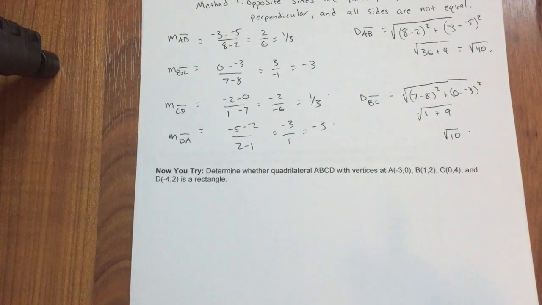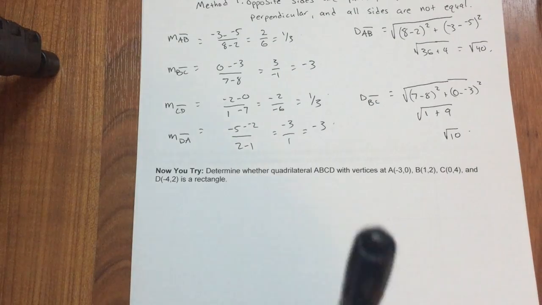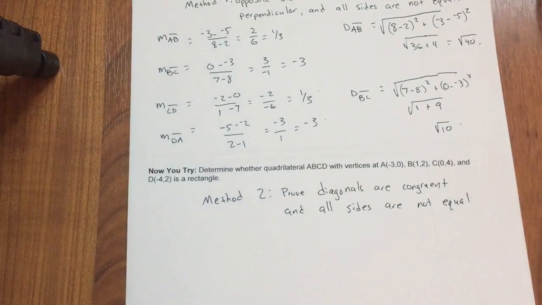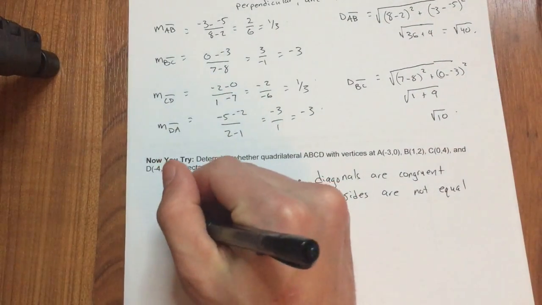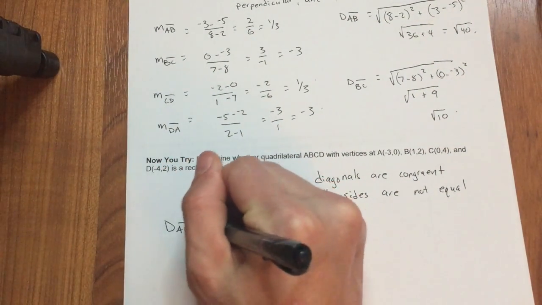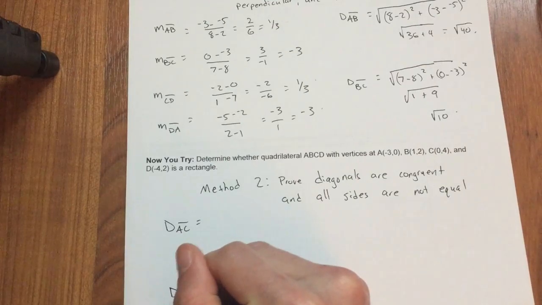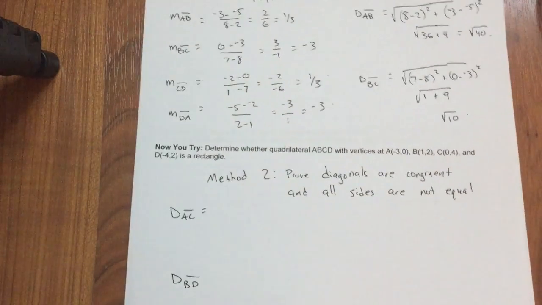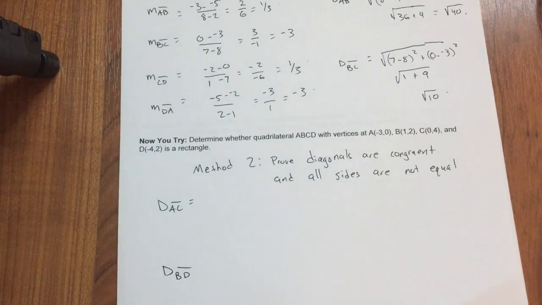The second method to determine whether a quadrilateral is a rectangle is this. Method 2 says prove diagonals are congruent and all sides are not equal. So we're going to prove that the diagonals are congruent, meaning that they would have the same length. Right? Our diagonals are AC and BD. So here's what the equations will look like.